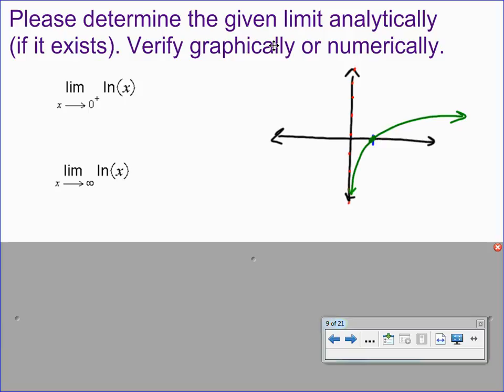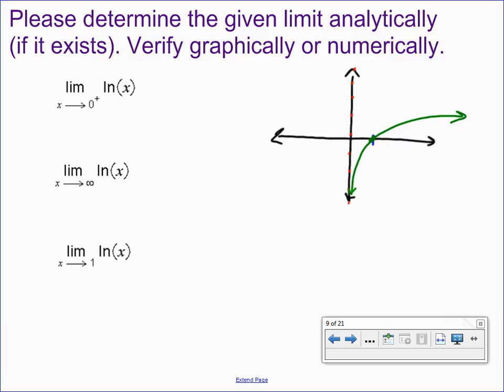So let's go ahead and connect these with our limit questions. As x goes to zero from the right, what does ln of x do? Well, it goes to negative infinity. As x goes to infinity, what does ln of x do? It goes to positive infinity.